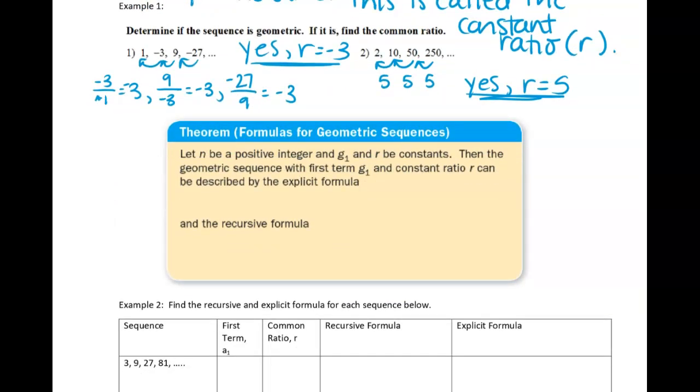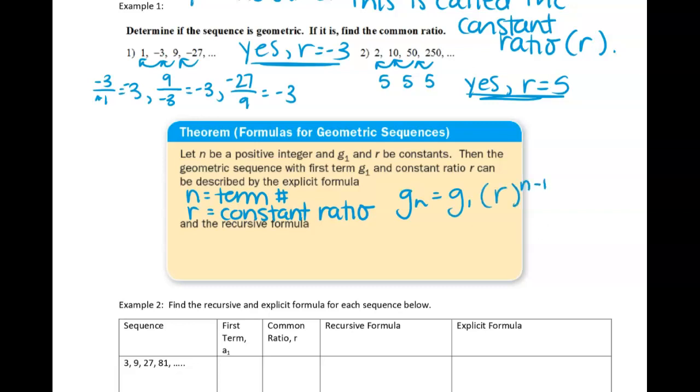So the formula for geometric sequences. First of all, n is our term number, just like it was for arithmetic sequences, and R is our constant ratio. Then the explicit formula: G sub n. For arithmetic sequences, we usually say A sub n. Now we say G sub n for geometric, equals G1, which is our initial term, times our constant ratio to the n minus 1 power.